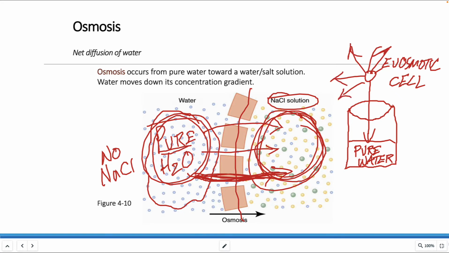Guess what that pressure gradient is between an osmotic cell and pure water? It's 5,400 millimeters of mercury. That's huge. Can you imagine a blood pressure of 5,400? I don't think so. But those are the same units. So that is the force that the plasma membrane would have to endure in that crazy thought experiment. Okay, so that's osmosis. Remember, osmosis is net diffusion of water.